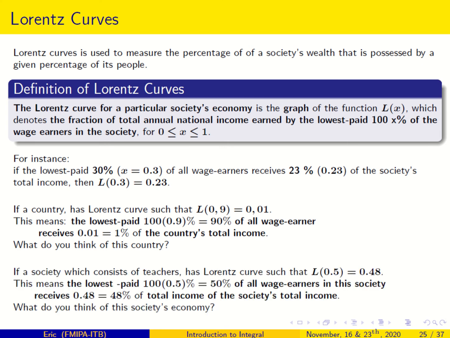What about a society consisting of teachers that has a Lorenz curve such that L(0.5) equals 0.48? This means the lowest paid 100 times 0.5%, that is 50% of all wage earners in this society, receive 48% of the society's total income. So what do you think of this society's economy? Yeah, it's equal.